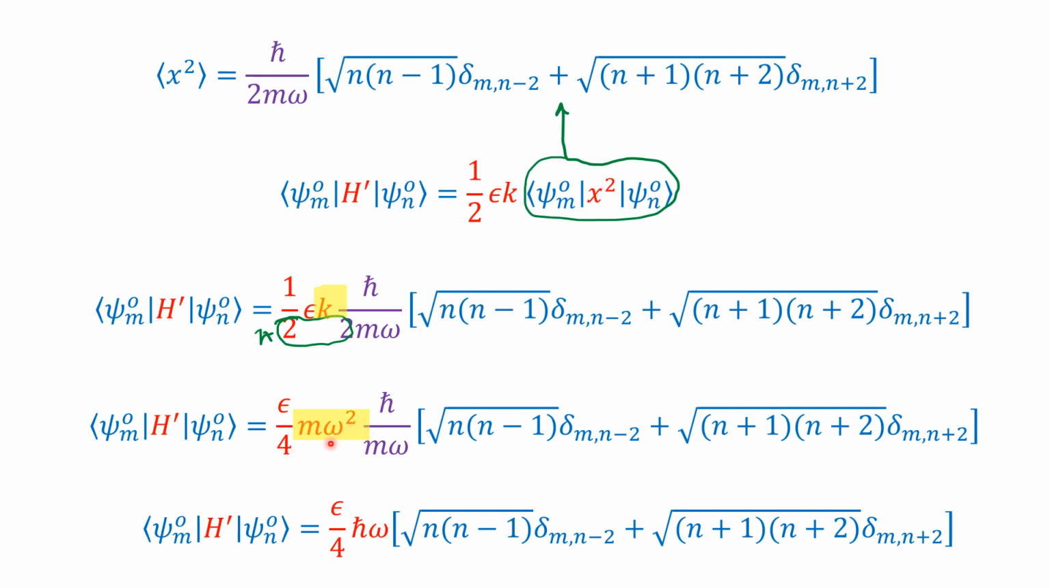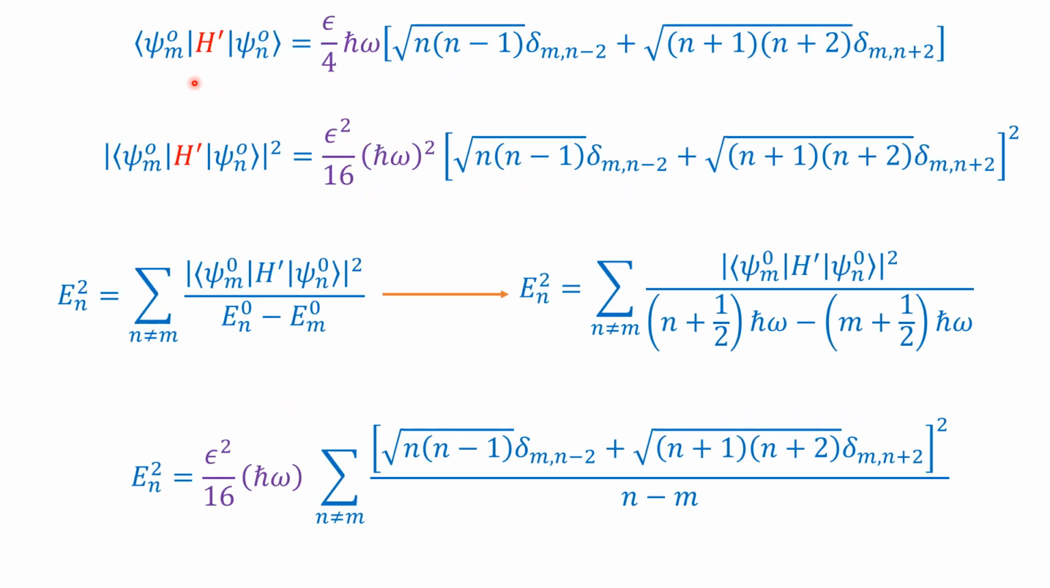Here there is m omega and here m omega squared. So this will get cancelled. You will get only the omega here, omega in the numerator. So this will be epsilon divided by 4 h cross omega and this factor multiplied by this parameter. Now we got this inner product, which is equal to epsilon over 4 h cross omega and this term.